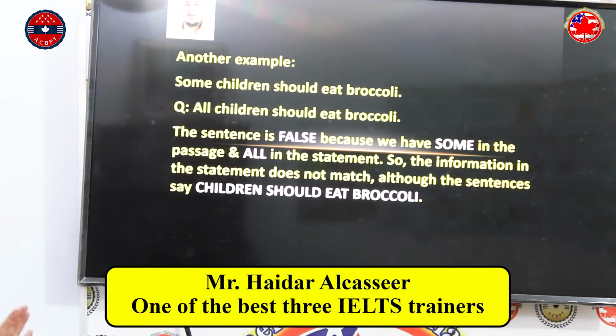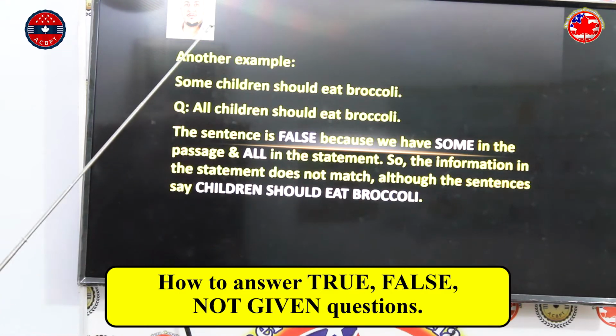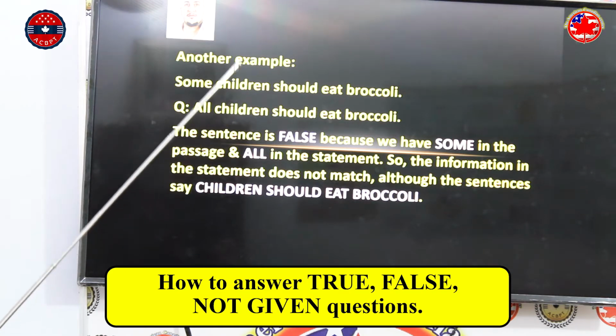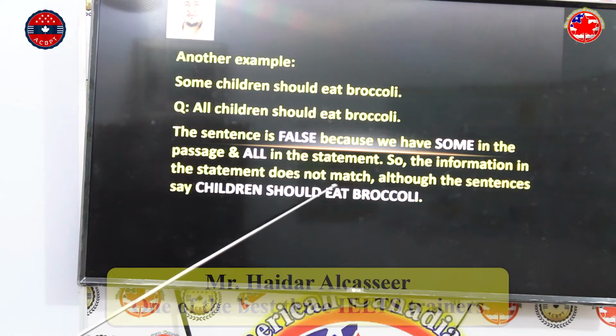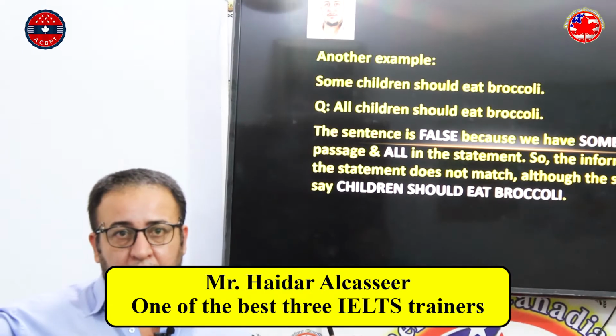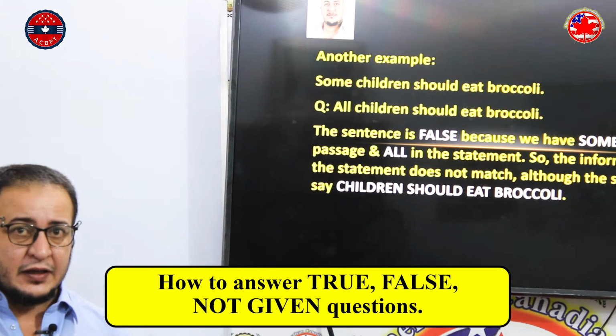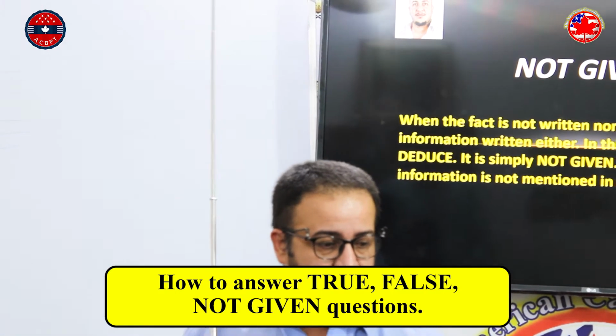Another example, some children should eat broccoli, all children should eat broccoli. The statement is false because we have some in the passage and all in the statement. So the information in the statement does not match, although both sentences say children should eat broccoli. Why? Because some is different from all. And as I told you previously, this is how they try to trick you in the IELTS test.